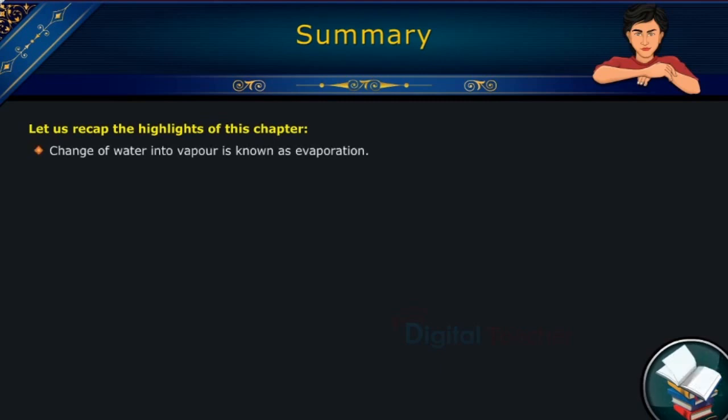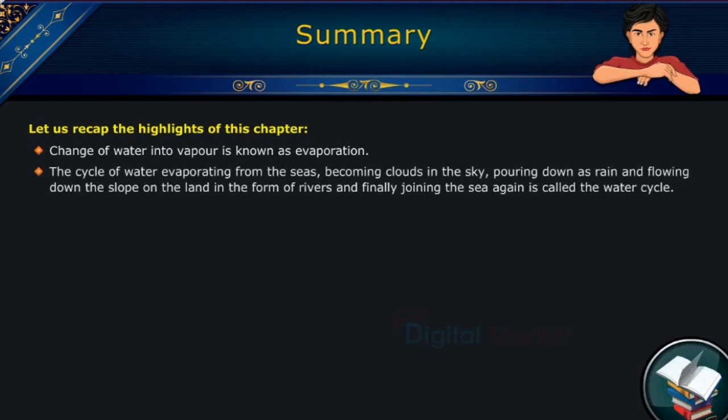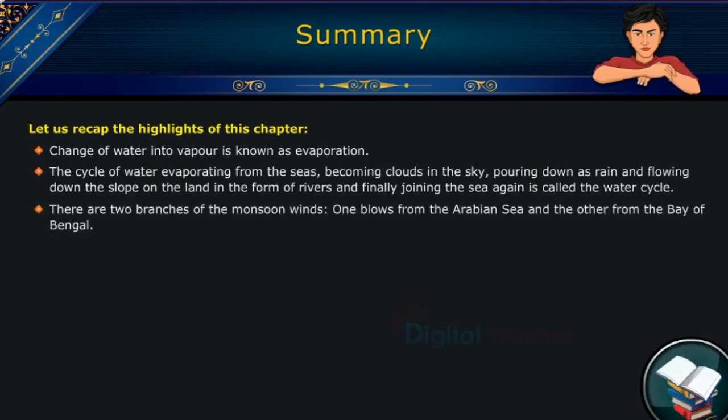Change of water into vapor is known as evaporation. The cycle of water evaporating from the seas, becoming clouds in the sky, pouring down as rain and flowing down the slope on the land in the form of rivers, and finally joining the sea again is called the water cycle. There are two branches of the monsoon winds. One blows from the Arabian Sea and the other from the Bay of Bengal.